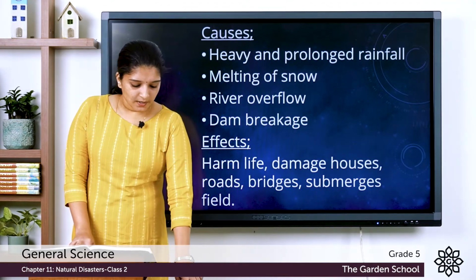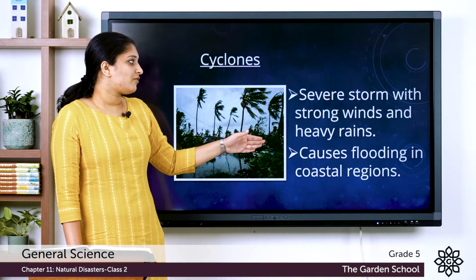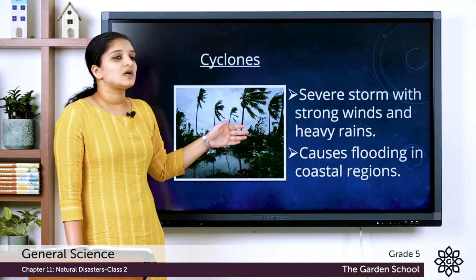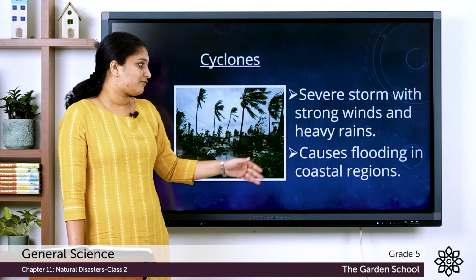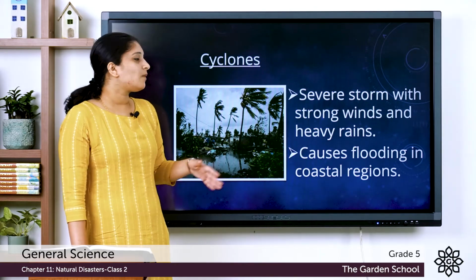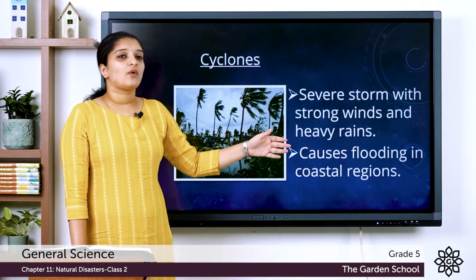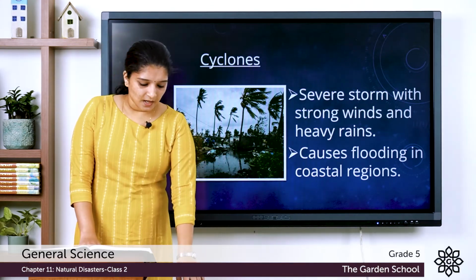Now let's see what cyclones are. A cyclone is a severe storm with strong winds and heavy rains. A cyclone is characterized by strong winds and heavy rainfall. It leads to flooding in the coastal regions.